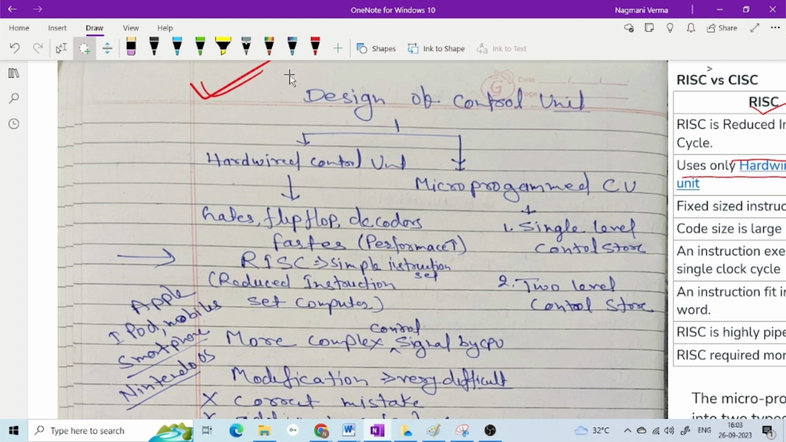Design of control unit. So we know the purpose of the control unit. Control unit first relies on the program counter. Whatever address is there in the program counter, it reads that, goes to memory, and at that location copies the instruction into the IR.